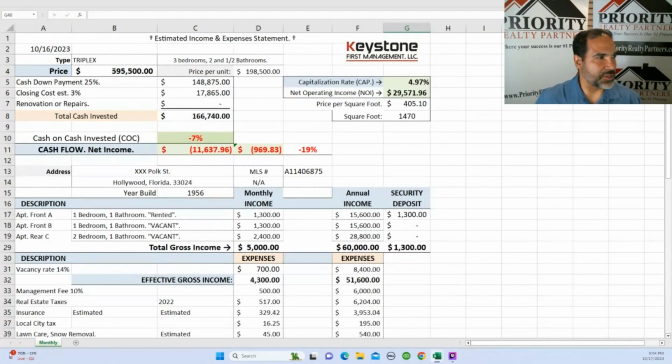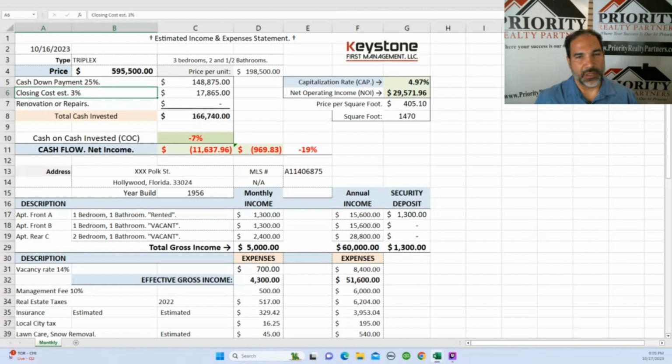Okay, now we can see the triplex. It comes out to $198,500 per unit. I will have to put a 25% down payment. Sometimes on investment property you can probably put 20% down or 10% down. In some cases I purchased property with 10% down, but the last one I purchased, I put 25%. And that's what I will do here if I decide to buy this one.